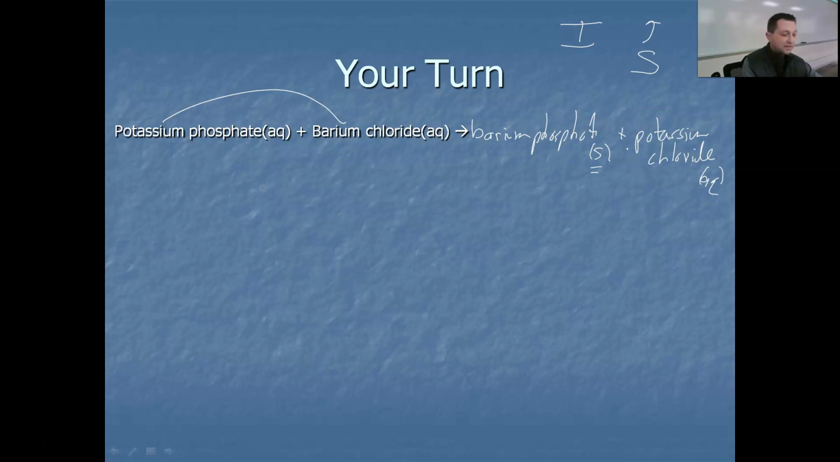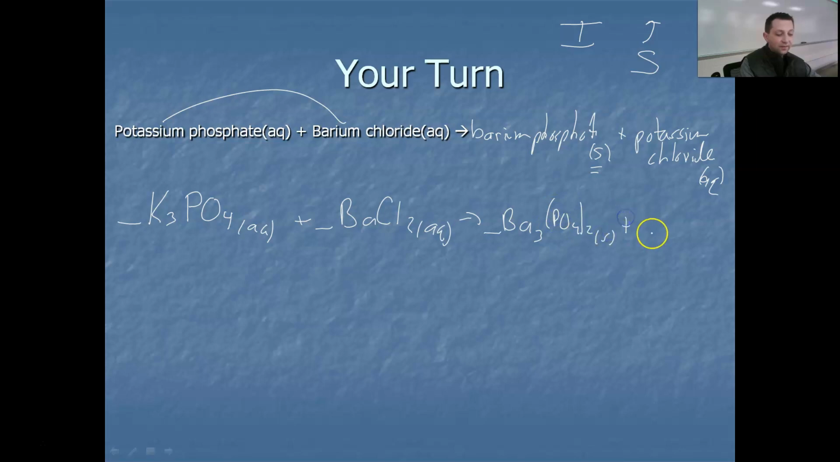The first thing we should do after this step is write our chemical formulas. So I'll do that for you real quick. We have K3PO4 aqueous plus BaCl2 aqueous yields barium phosphate Ba3PO4 solid plus potassium chloride KCl aqueous. Yours needs to look exactly like this. If you don't have the states there, it's wrong. And we have to balance it, obviously. If you don't have it balanced, obviously it's wrong.